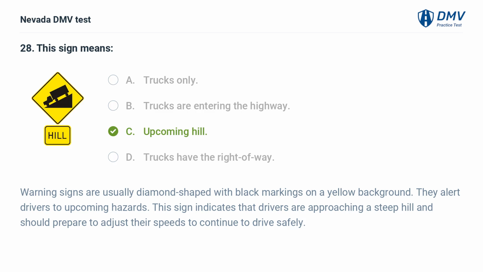Warning signs are usually diamond-shaped with black markings on a yellow background. They alert drivers to upcoming hazards. This sign indicates that drivers are approaching a steep hill and should prepare to adjust their speeds to continue to drive safely.